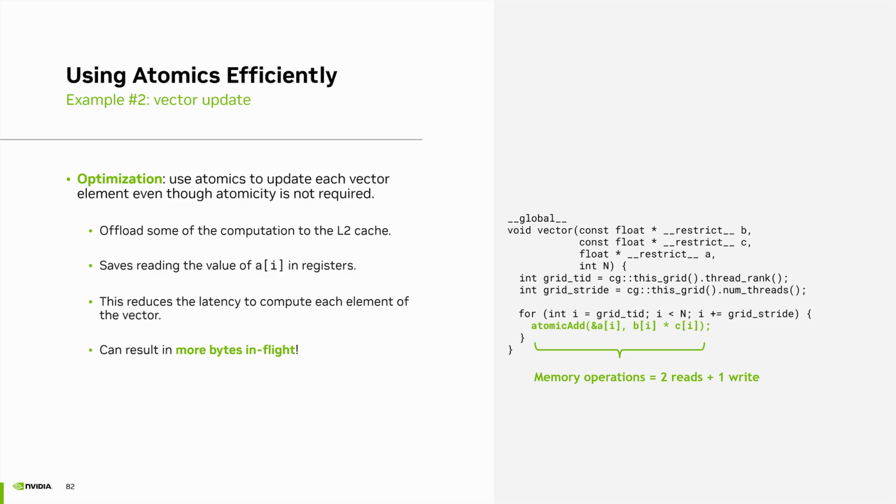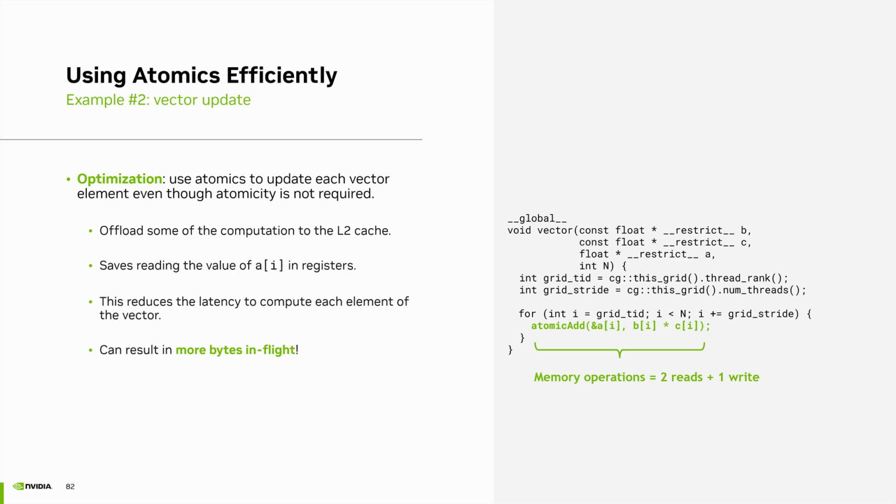And why would we do that? Why the hell would we ever do that? So the thing is that atomic operations in global memory are actually offloaded in the L2 cache, okay? So we implement something that is kind of like fire and forget.